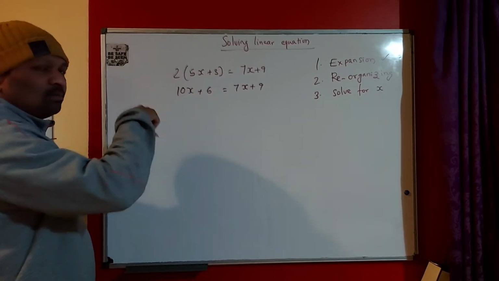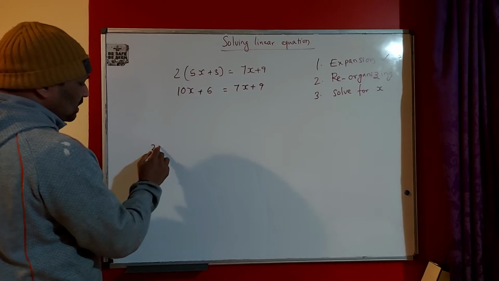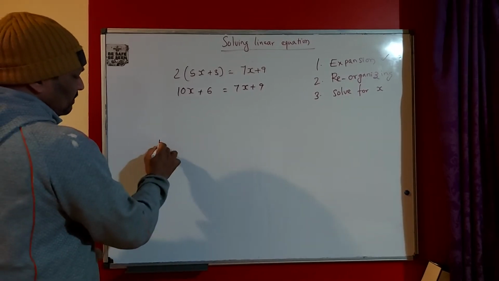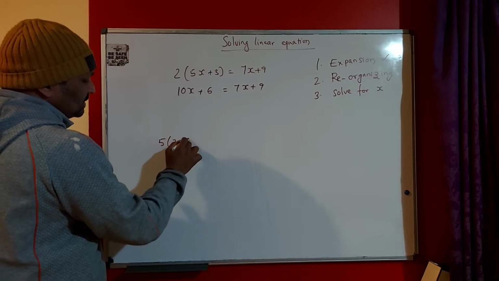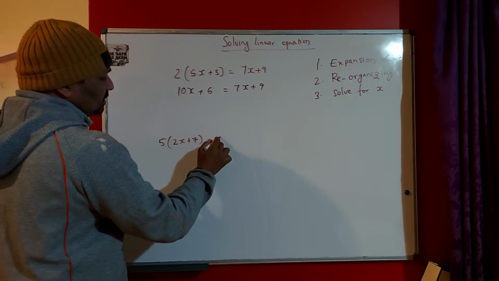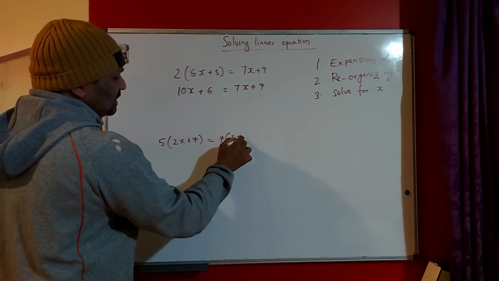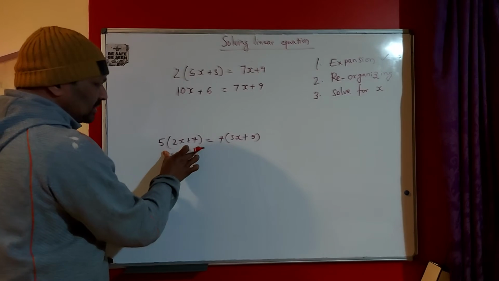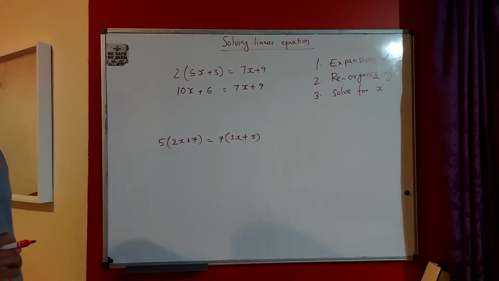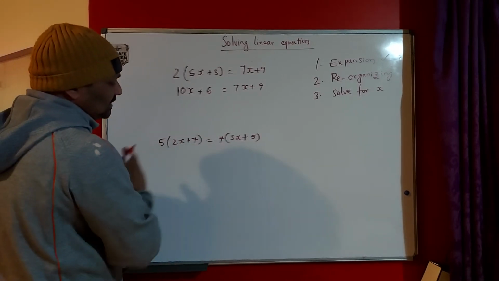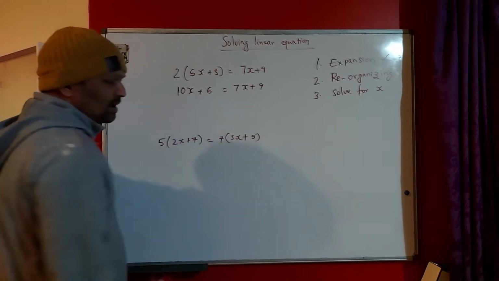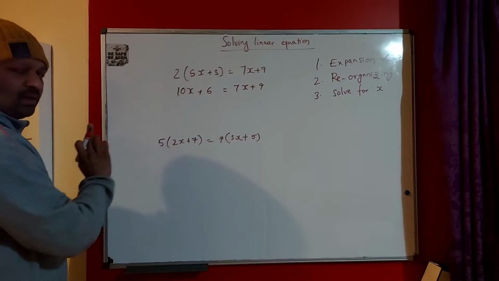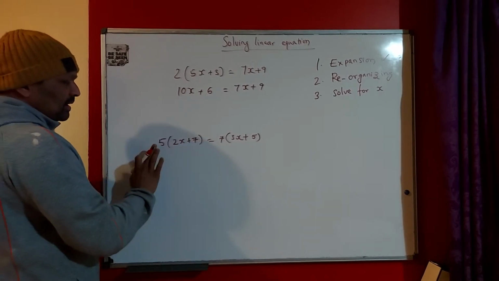Sometimes you see the bracket on both sides. For example, 5(2x plus 7) is equal to 7(3x plus 5). We have brackets here and we also have a bracket here. So you need to expand on both sides. The left hand side also you have to expand, on the right hand side also you have to expand. The same way how we did here. Okay? The expansion is mandatory.